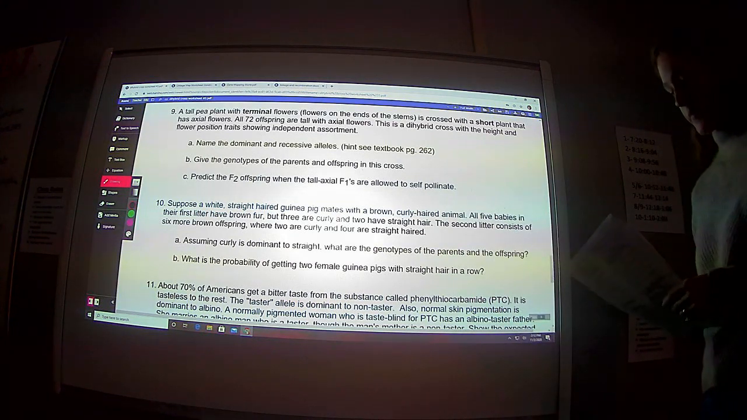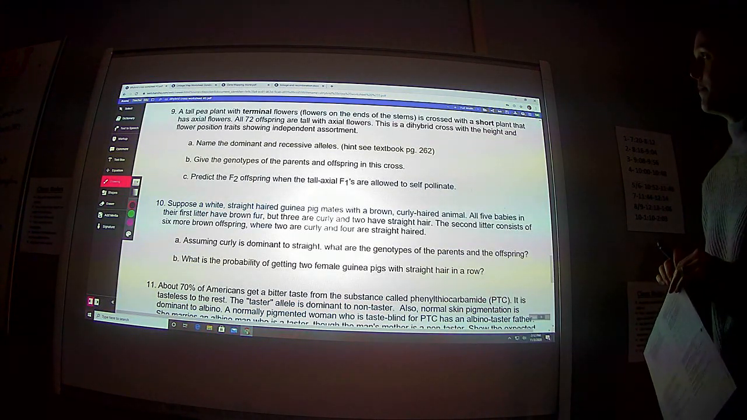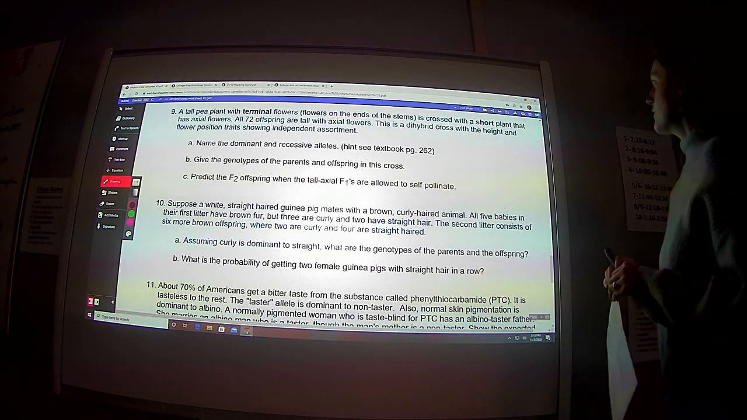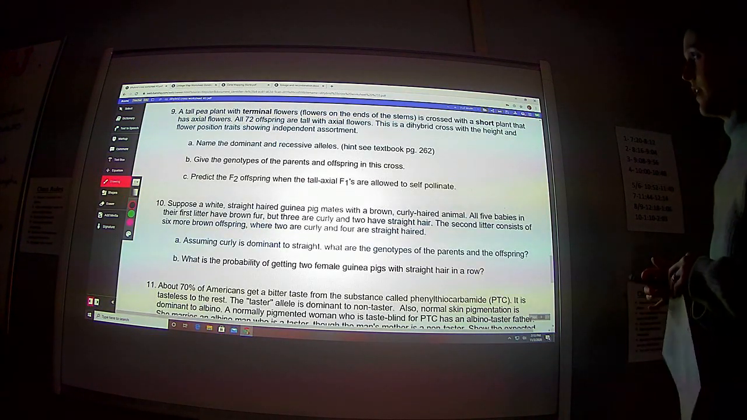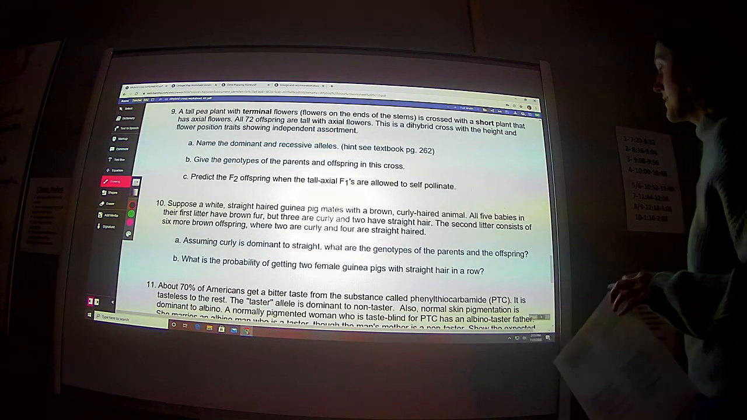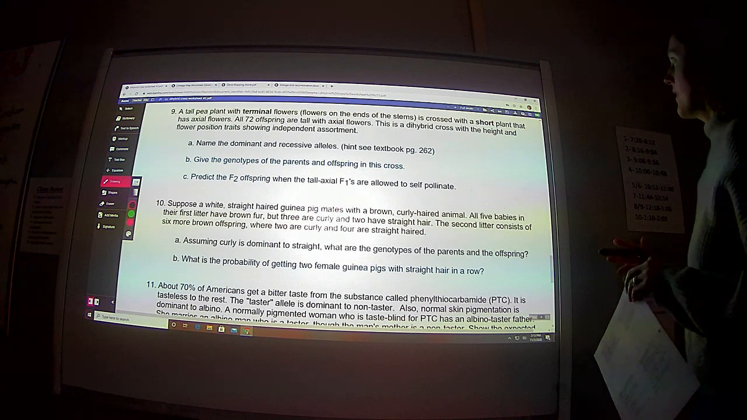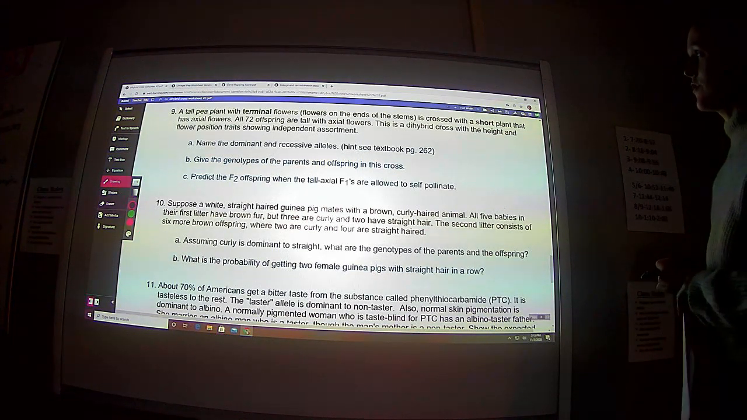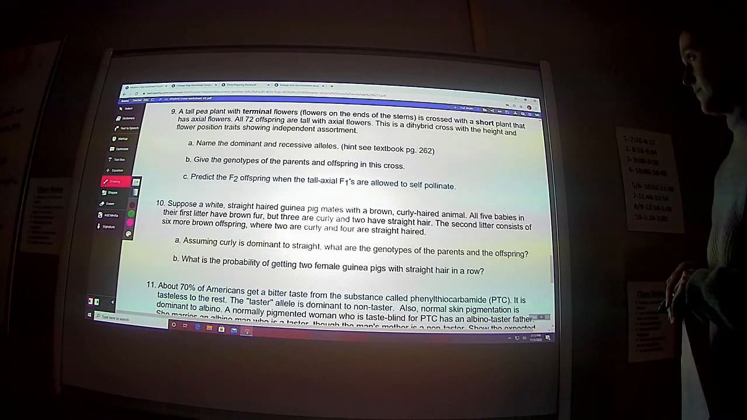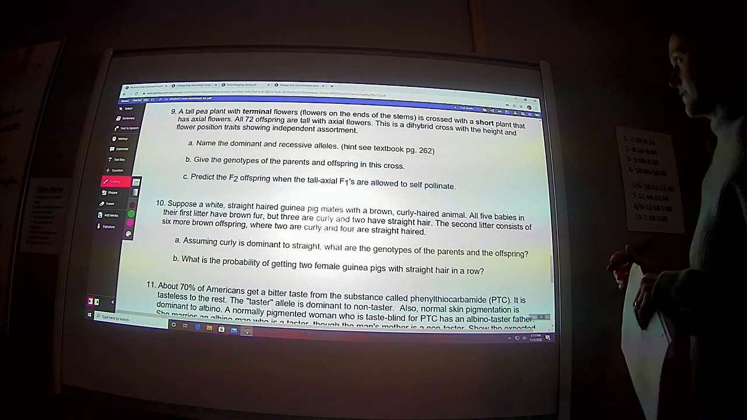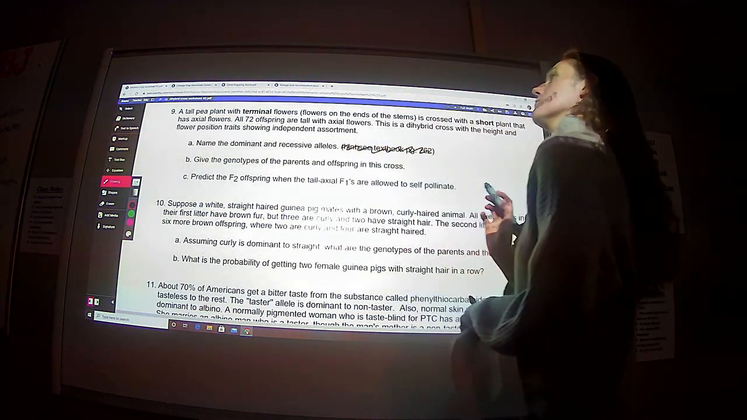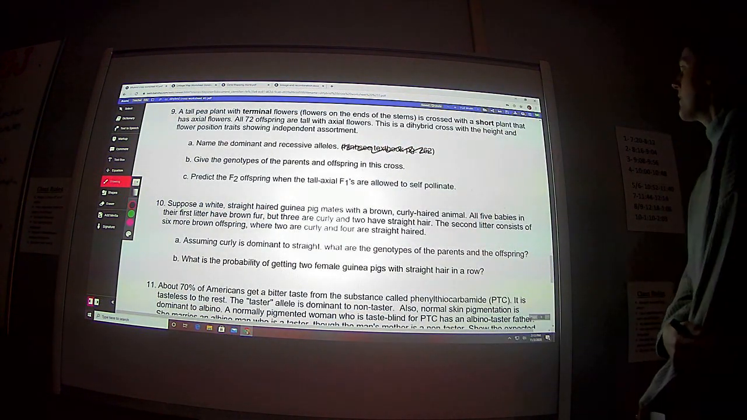Number 9 says a tall pea plant with terminal flowers, which is flowers on the ends of the stems, is crossed with a short plant that has axial flowers. All 72 offspring are tall with axial flowers. This is a dihybrid cross with the height and flower position traits showing independent assortment, which means that they are not linked at all. Name the dominant and recessive alleles. We don't have a textbook, so you can ignore this part here about using textbook page 262.